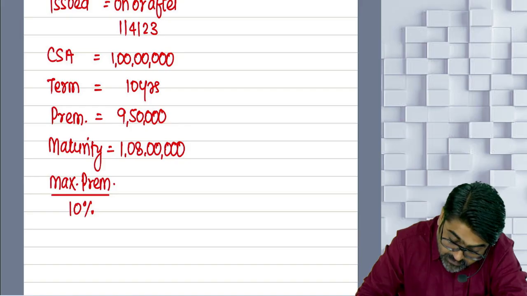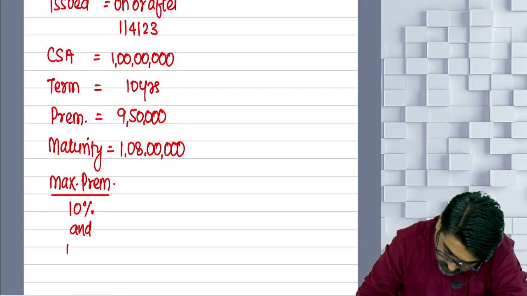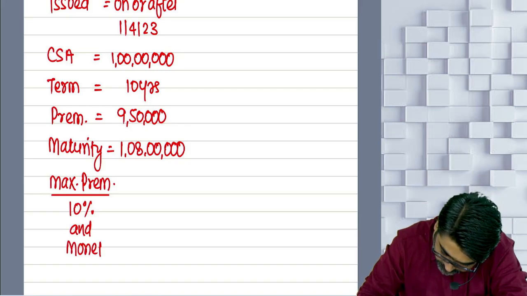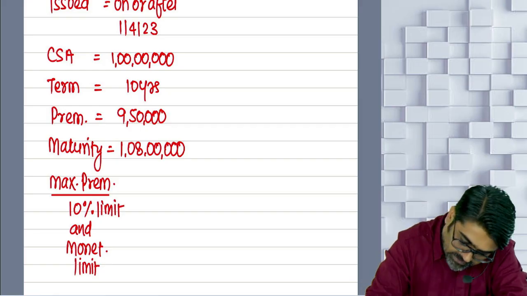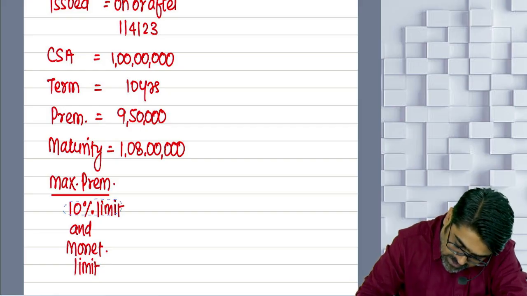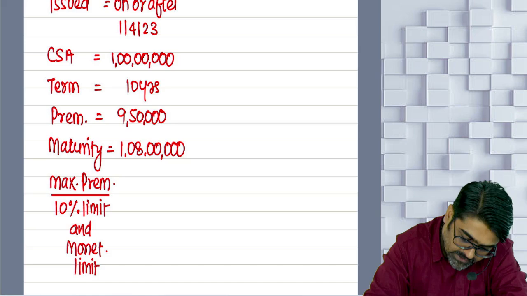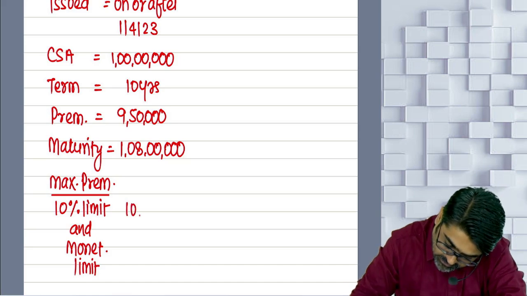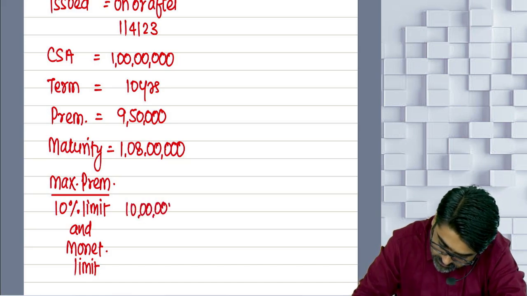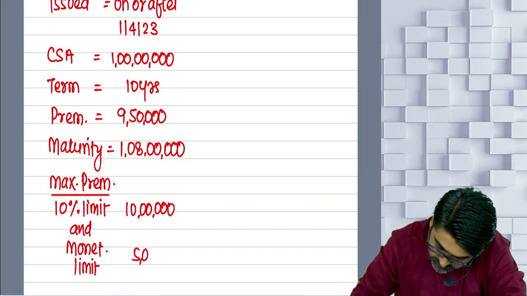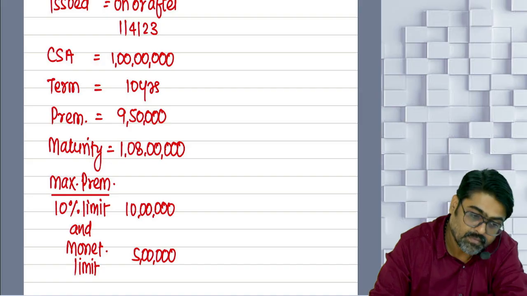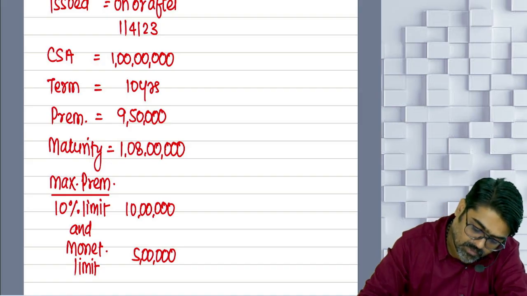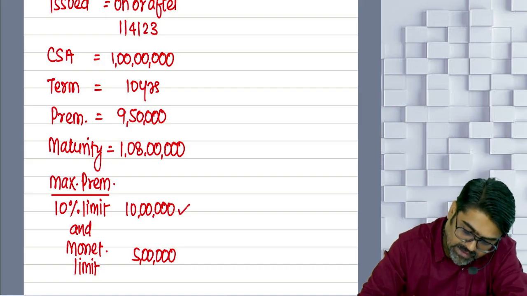10% and some monetary limit also. Monetary limit and this 10% limit. Yes or no? So if I say 10% limit, then how much should be my premium? 10% limit? 10 lakhs. But the monetary limit is 5 lakhs. Done, sir? So tell me, every year, am I satisfying this 10 lakh limit?